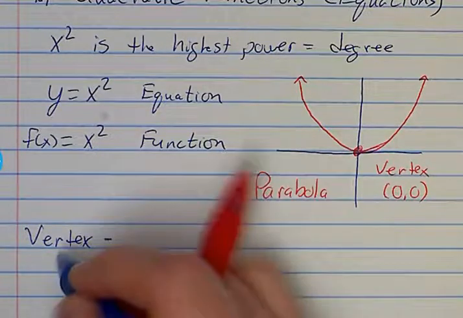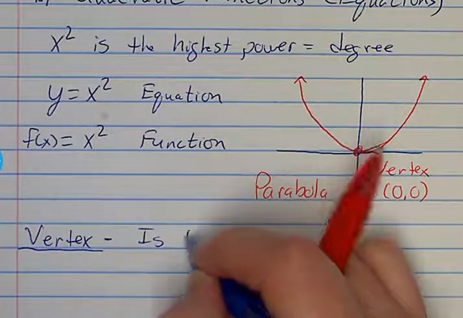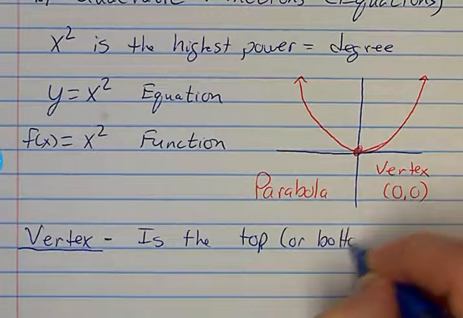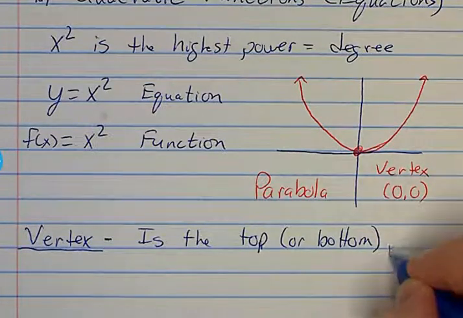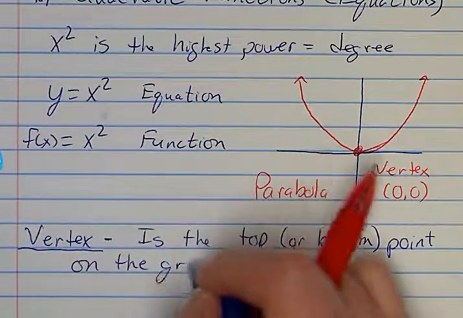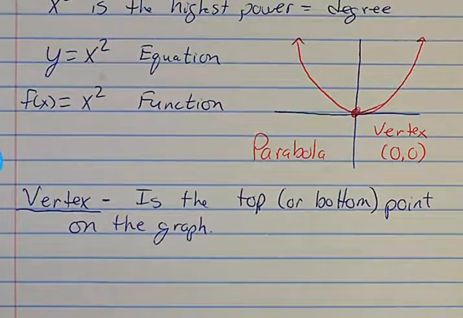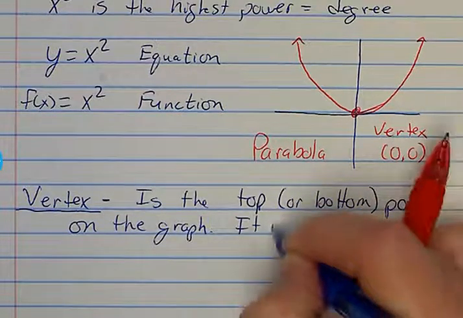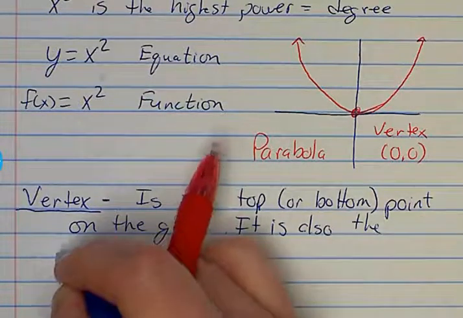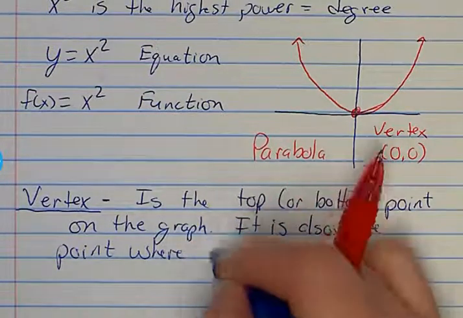Okay, vertex. The two main things we've got to get again is the vertex. The vertex is the top point, or it could be the bottom point, that's on the graph. And we'll talk about which one's which in just a minute. The vertex is also the point where the graph is split in half.